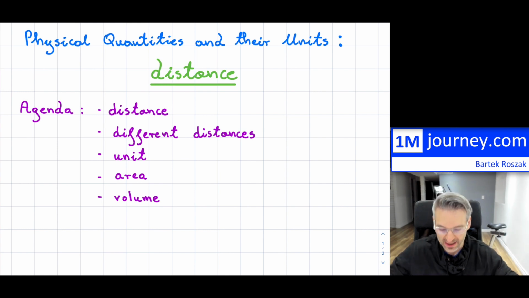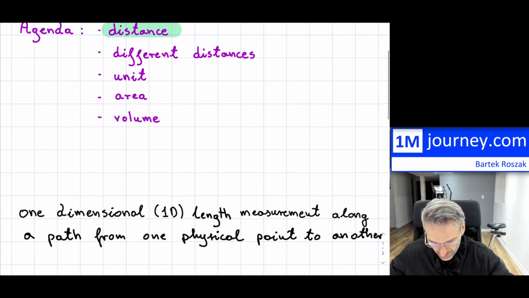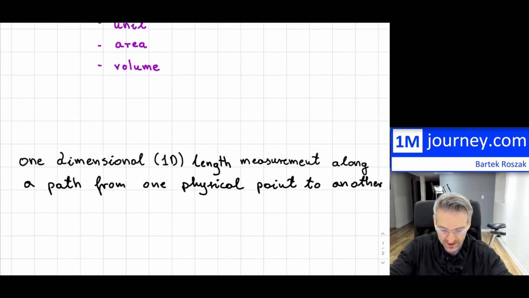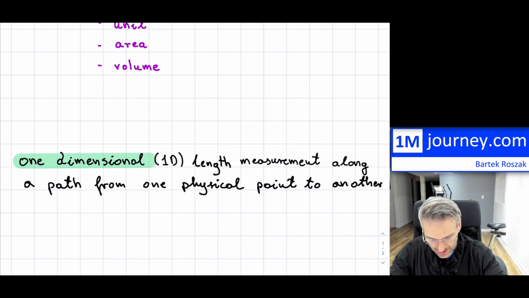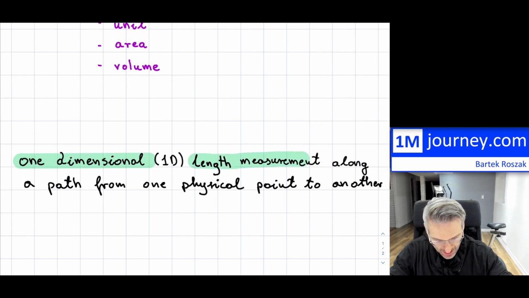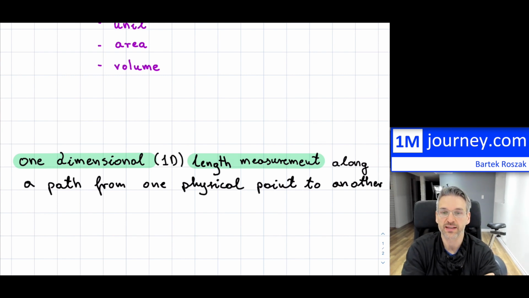So what is this idea of distance? That's the first item that I want to tackle. So distance, at least this is what I came up with, is some kind of one-dimensional length measurement. Now, of course, we have to think about what this length measurement is, and it is along a path from one physical point to another.